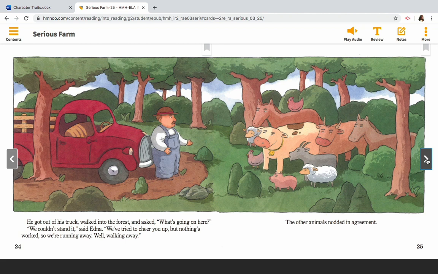He got out of his truck, walked into the forest, and asked, "What's going on here?" "We couldn't stand it," said Edna. "We've tried to cheer you up, but nothing's worked, so we're running away. Well, walking away." The other animals nodded in agreement.